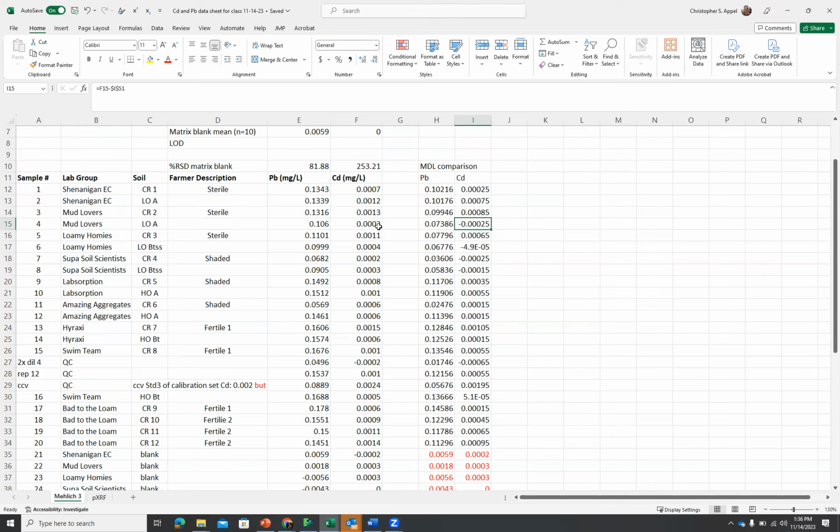We do, right? So when we do, I'm just going to delete that value from the bolded cadmium column that's in milligrams per liter, right? So just go through it and delete it if you have a negative value.